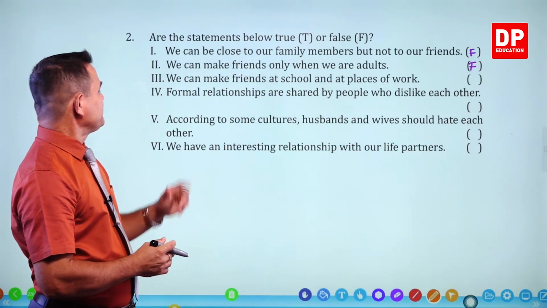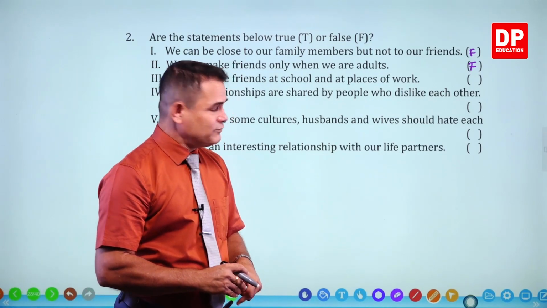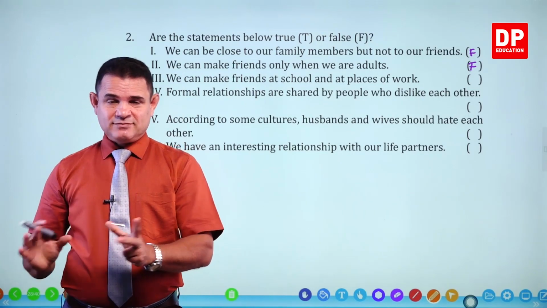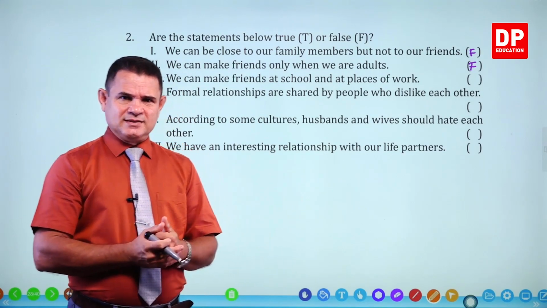And the next one, we can make friends at school and at places of work. පාසලේදී friendship ඇති කරගන්න පුළුවන් and also work. වැඩ කරන තැන. True.